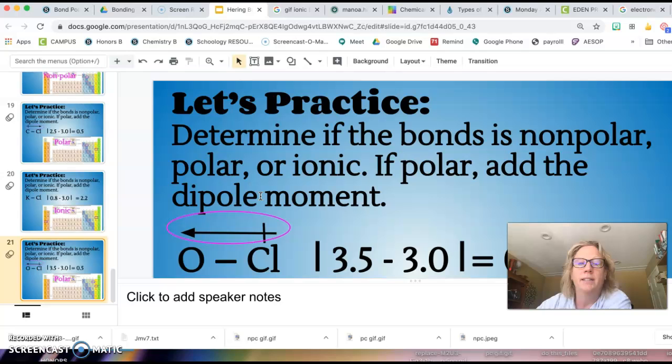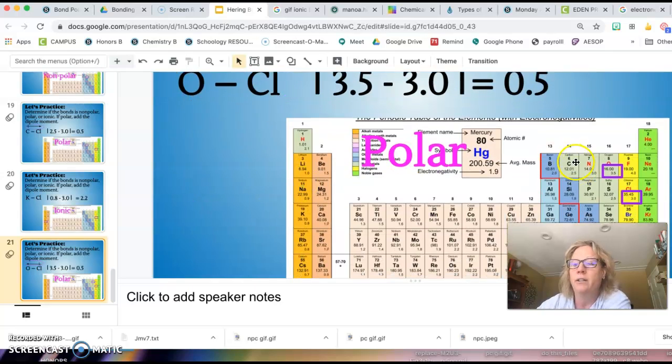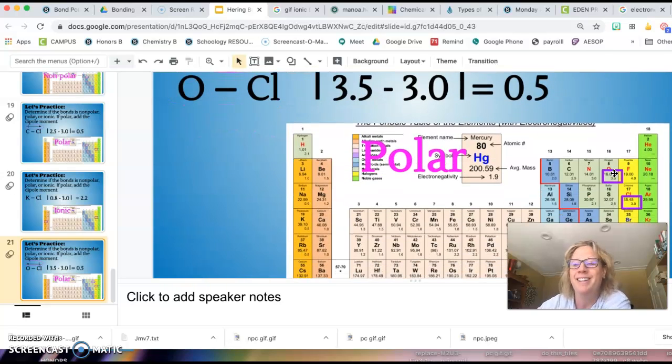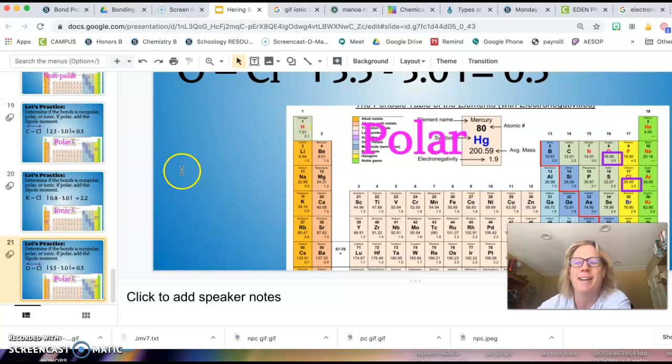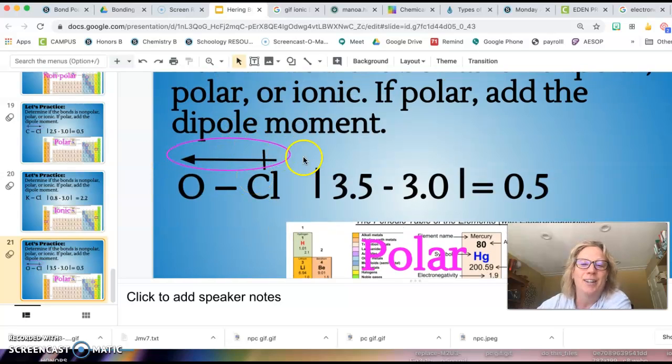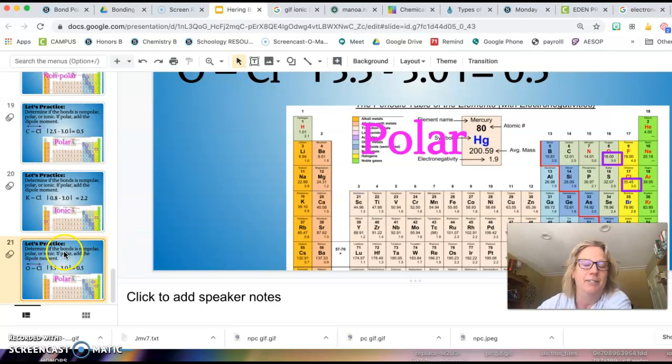Here's one more example. Oxygen and chlorine, the difference between them is 0.5. So it is going to be a polar covalent bond. You want to draw the dipole pointing towards the oxygen because it has the higher electronegativity. I hope that helps, and let me know if you have any questions.